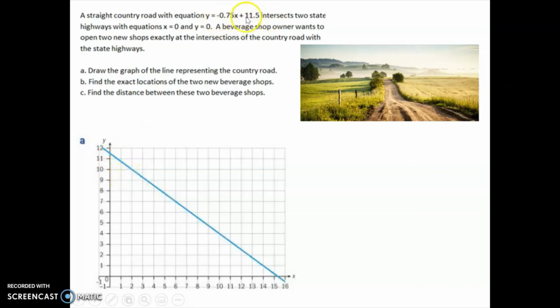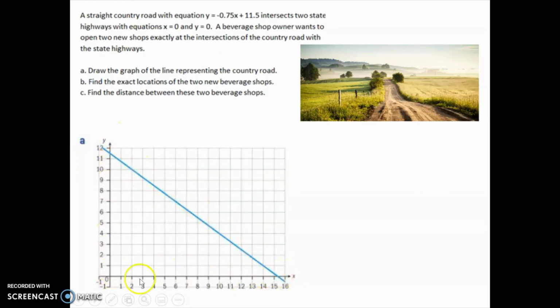Or more easily than that, I think easier than using slope to graph, we begin with the y-intercept and then take any x value you want. For example, 6. Put an x value of 6 in here and see what y value you get. So 6 goes in there, we get a y value of 7. That gives us a second point, and then we can connect and draw the line. So there's our line. This is the country road.